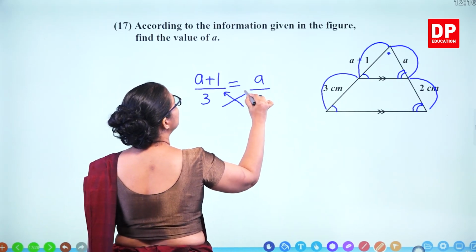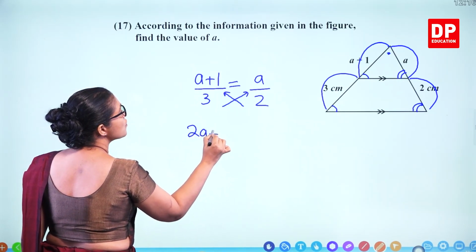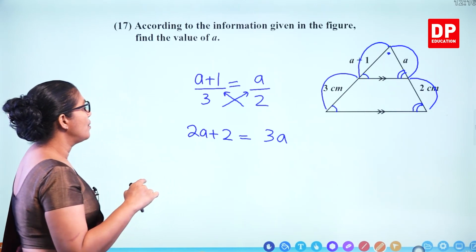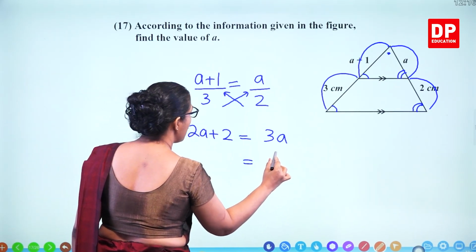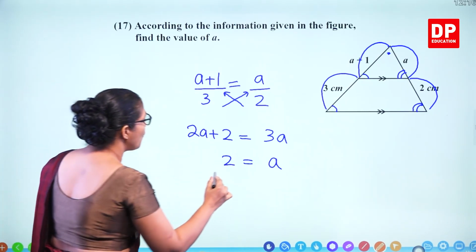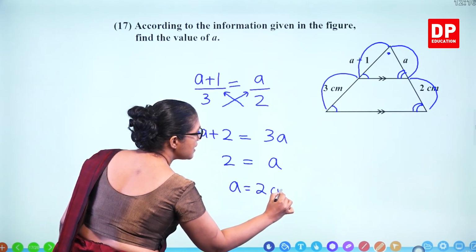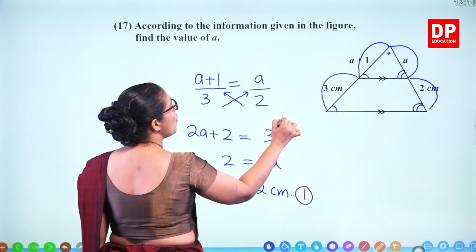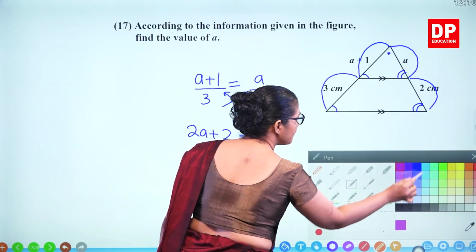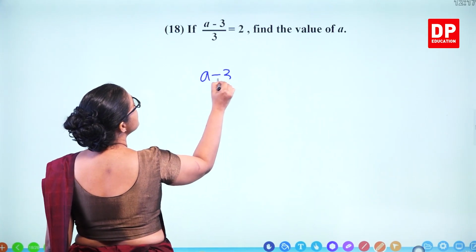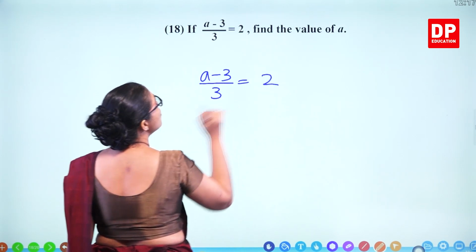Cross multiply. 2 times A, 2A plus 2 times 1, that's 2. 3 times A, 3A. Now 2A you can take to this side. 3A minus 2A is A. A becomes 2. So the value of A is 2 centimeters. 1 mark here and 1 mark for the method. Question number 18. Solving linear equation. A minus 3 over 3 is equal to 2.